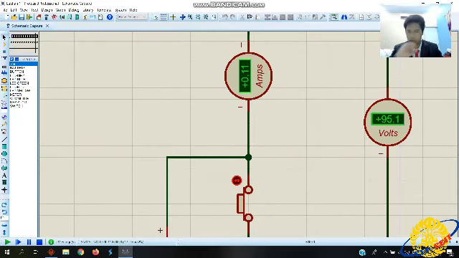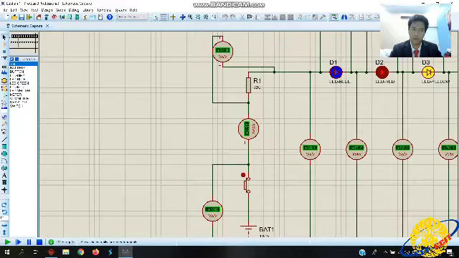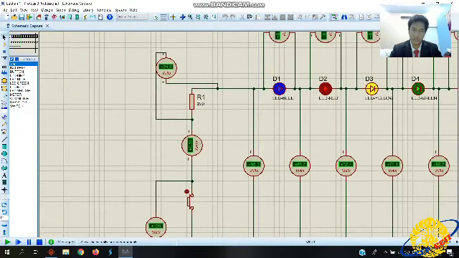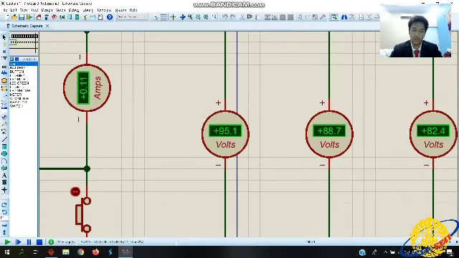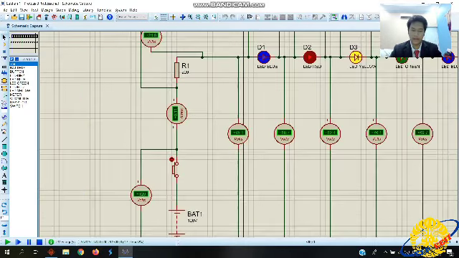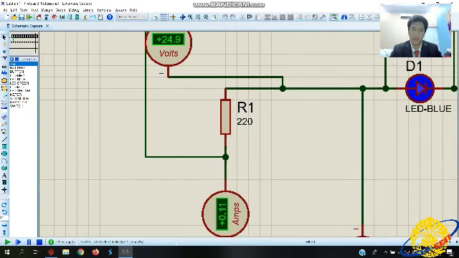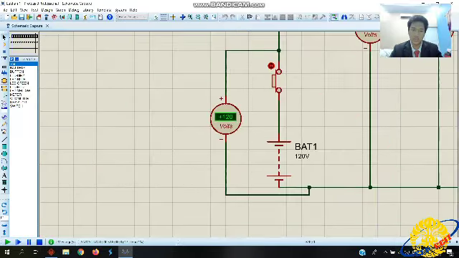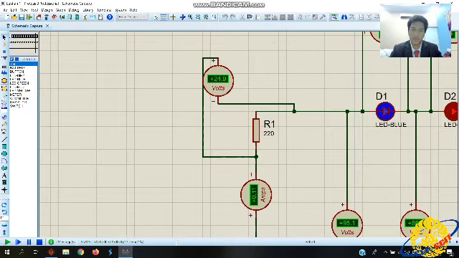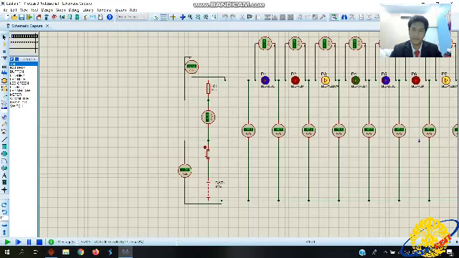And what this ammeter does here is to show the current that has been flowing through all of this circuit, which is 0.11 ampere. While this voltmeter tells us how much voltage is left after the battery voltage passes through the resistor. So after it passes through the resistor, 120 minus 24.9 equals 95.1.